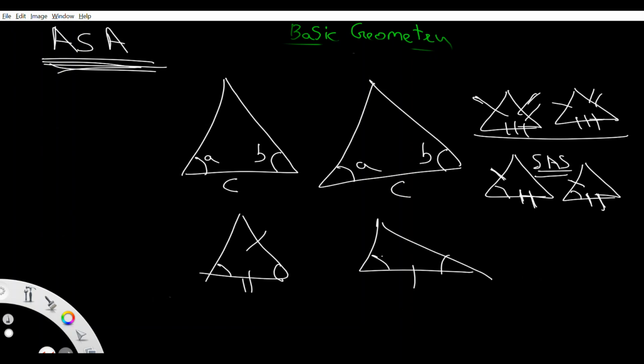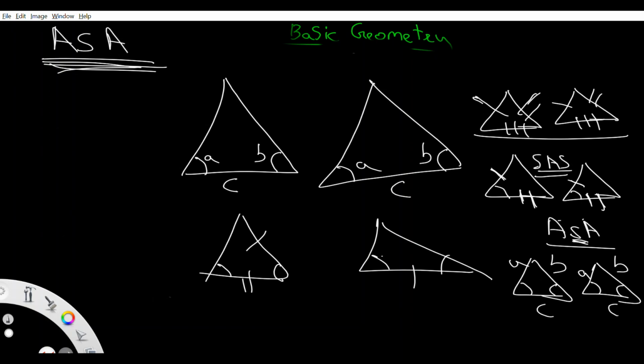Now this third theorem, angle, side, angle. This side has to be in between those two angles. So if you have two angles and ABC, what do you think? Which of these lines has to be the same for this theorem to work? C. Side C has to be the same because the side is between those two angles. So these two angles, the side between them is C. So that's why angle side angle works here if C is the same and these two angles are the same.